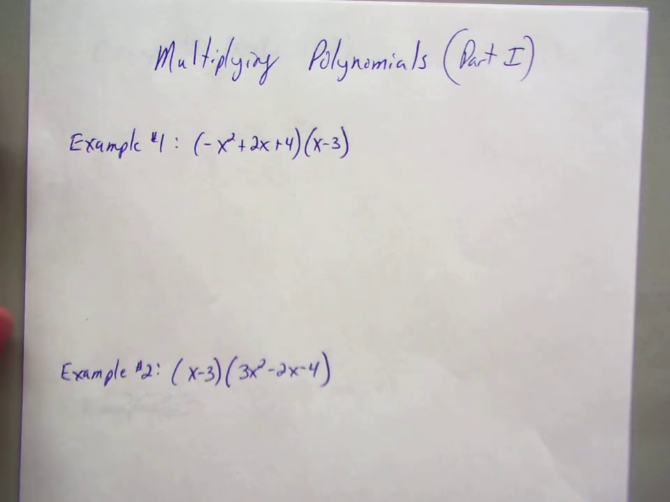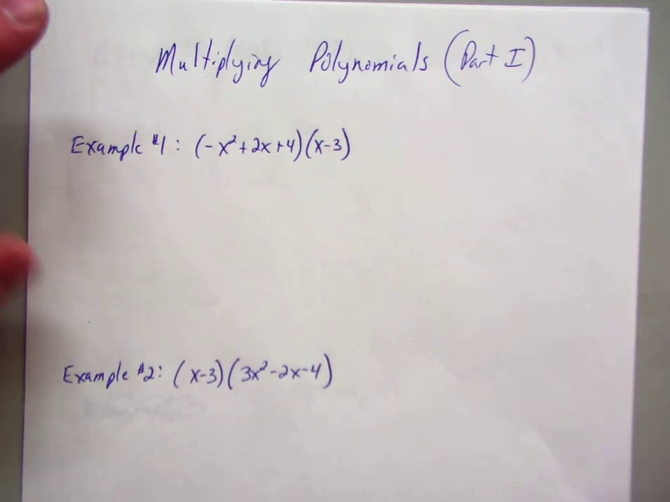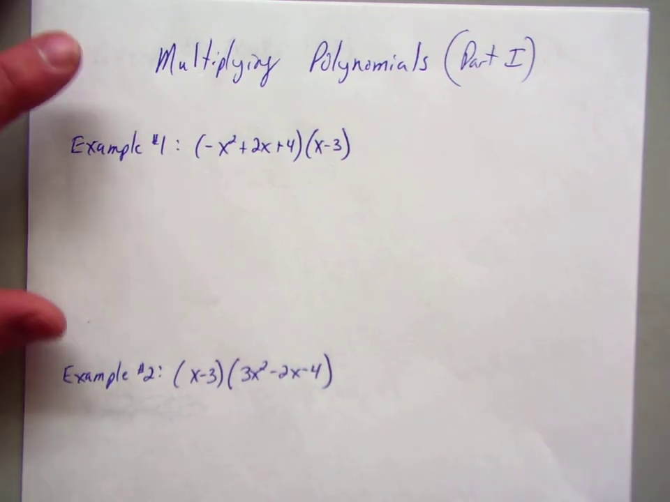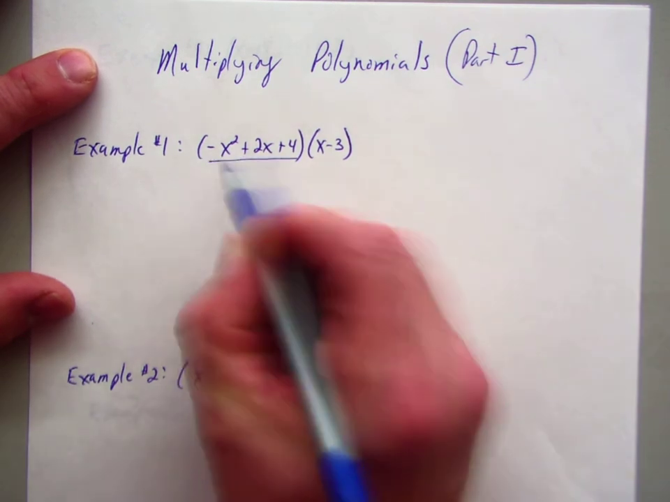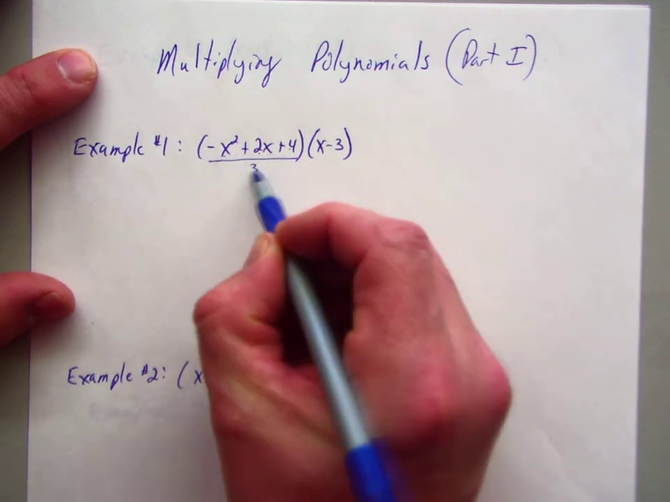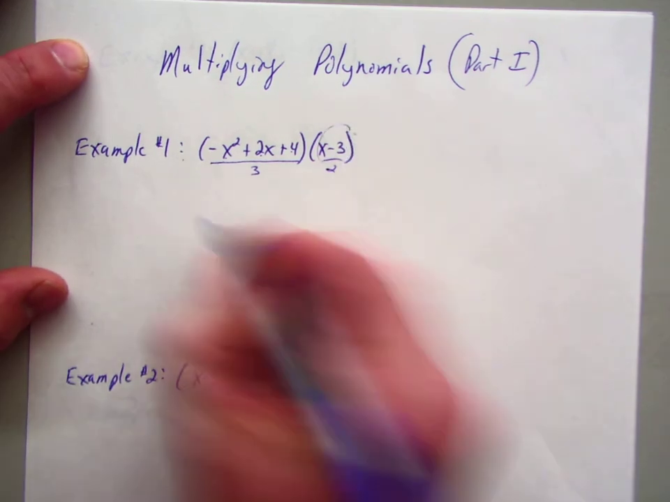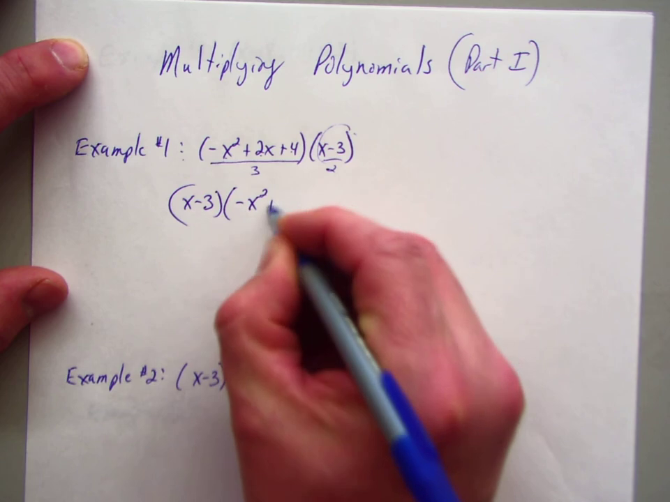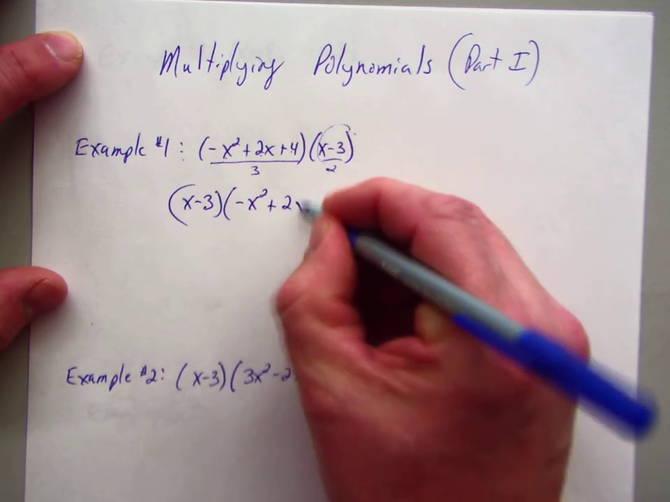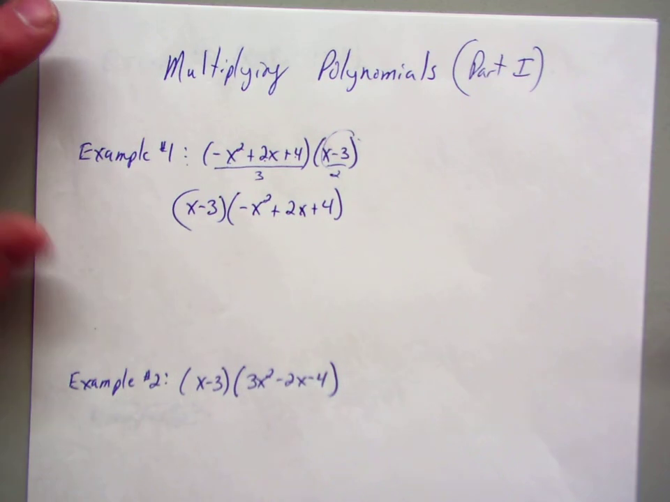Alright, so when multiplying, what I like to do is take the polynomial with the least amount of terms and put that in the front. What I mean by that: this polynomial has 1, 2, 3 terms, and this only has 2 terms. So I like to put this one in the front, so I like to rewrite it. A lot of times everything will be set up for you, but it's your preference what you want to do.